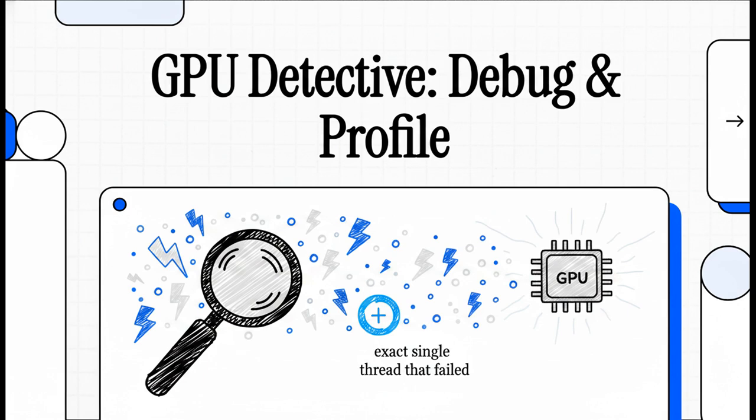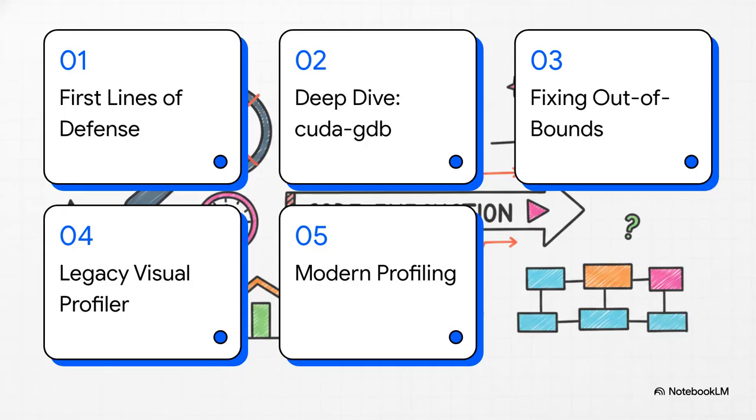Well, welcome to today's Explainer, where we're going to figure that out together and learn how to become true GPU detectives. Here's our roadmap for today. We'll start with our first lines of defense, take a deep dive into cuda-gdb, look at fixing out-of-bounds problems, discuss the legacy visual profiler, and then wrap things up with modern profiling using the Nsight CLI.